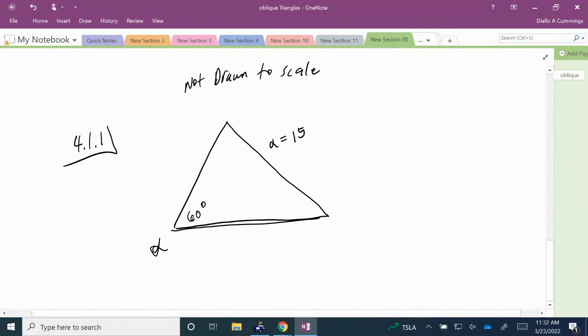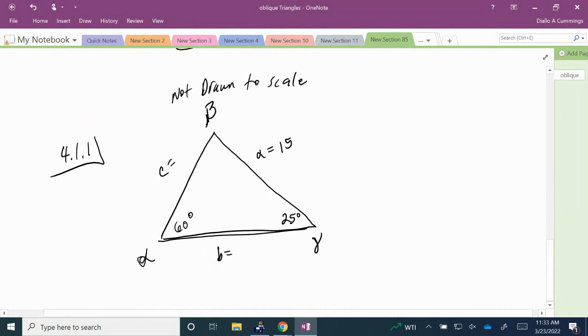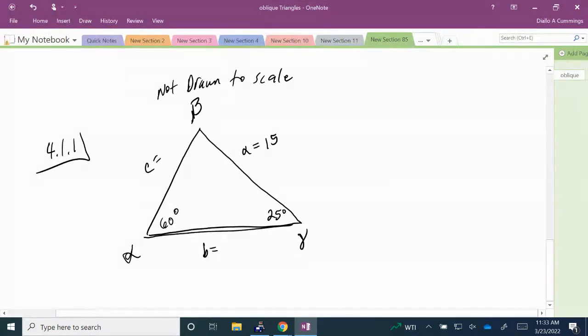We're also given that gamma is 25 degrees. And from the given information, it says that C is opposite gamma. And last, we have beta, and opposite angle beta, we have B. All right, so this was all of our given information.